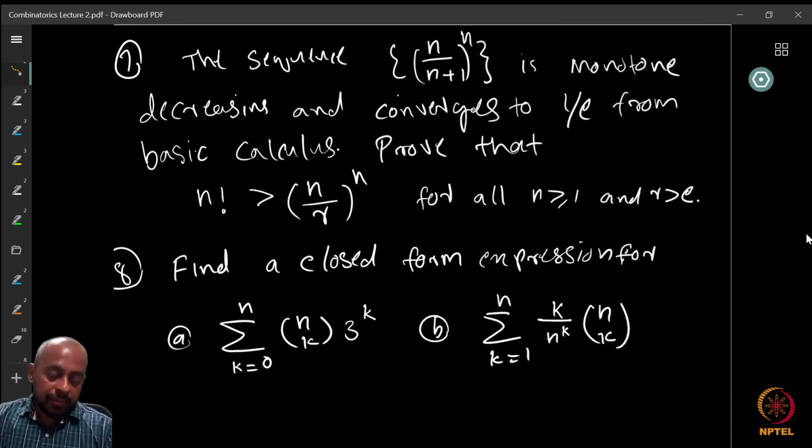The next question: find a closed form expression for the given expression, the summation k equal to 0 to n of n choose k times 3 raised to k. And the next one is the summation k equal to 1 to n of k by n raised to k times n choose k. Find closed form expressions for both of these using some of the techniques that we have learned.